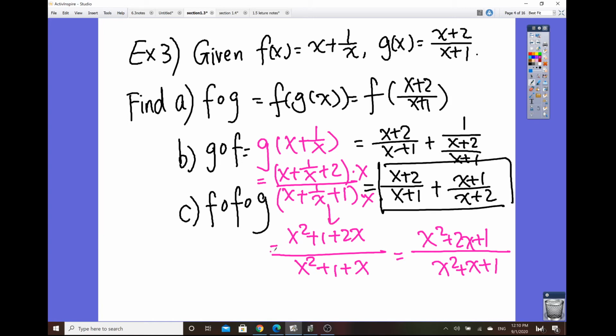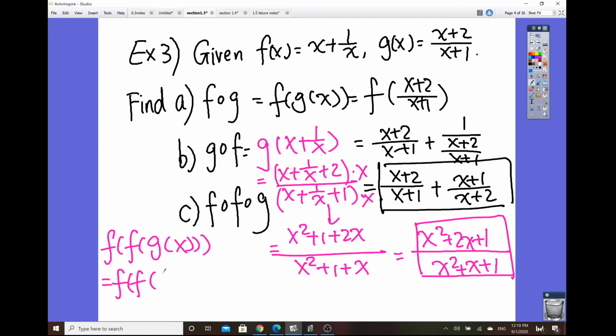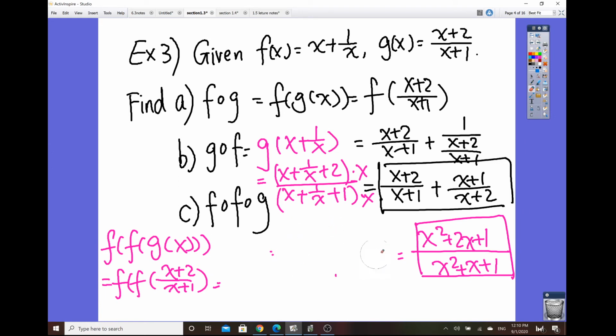Okay, so that would be for g of f of x. It's a rational expression. And then for the last one here, f of g, that means we start with g of x first. For g of x, we do have x plus 2 over x plus 1. Okay, so now let me get some space here and get rid of all this. The first step is always easy, that's just the inner function.